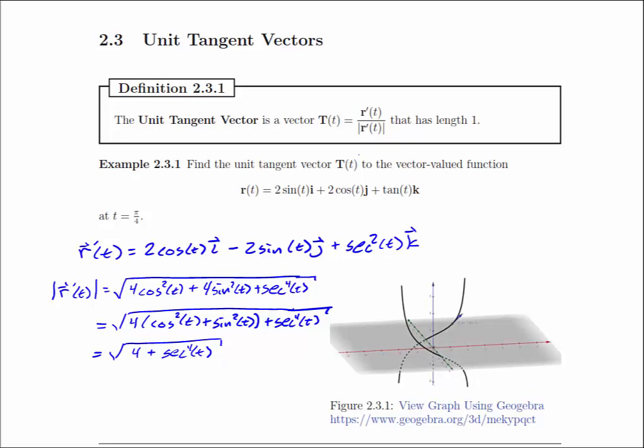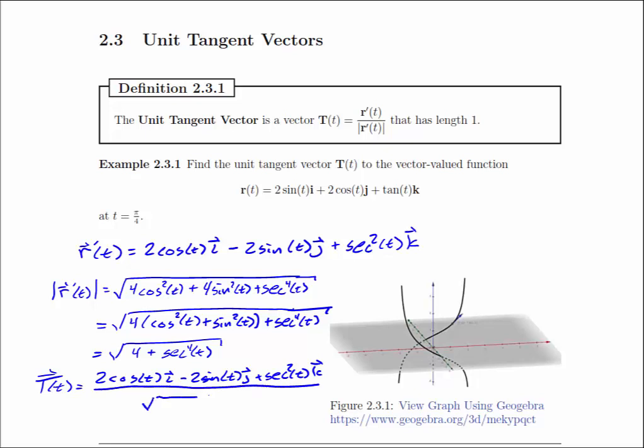Like so. So our general unit tangent vector function equals our original function. Oh, I'm sorry, back that up, my derivative function over the magnitude of my derivative. So my derivative function here is 2 cosine of t in the i direction minus 2 sine of t in the j direction plus secant squared of t in the k direction.